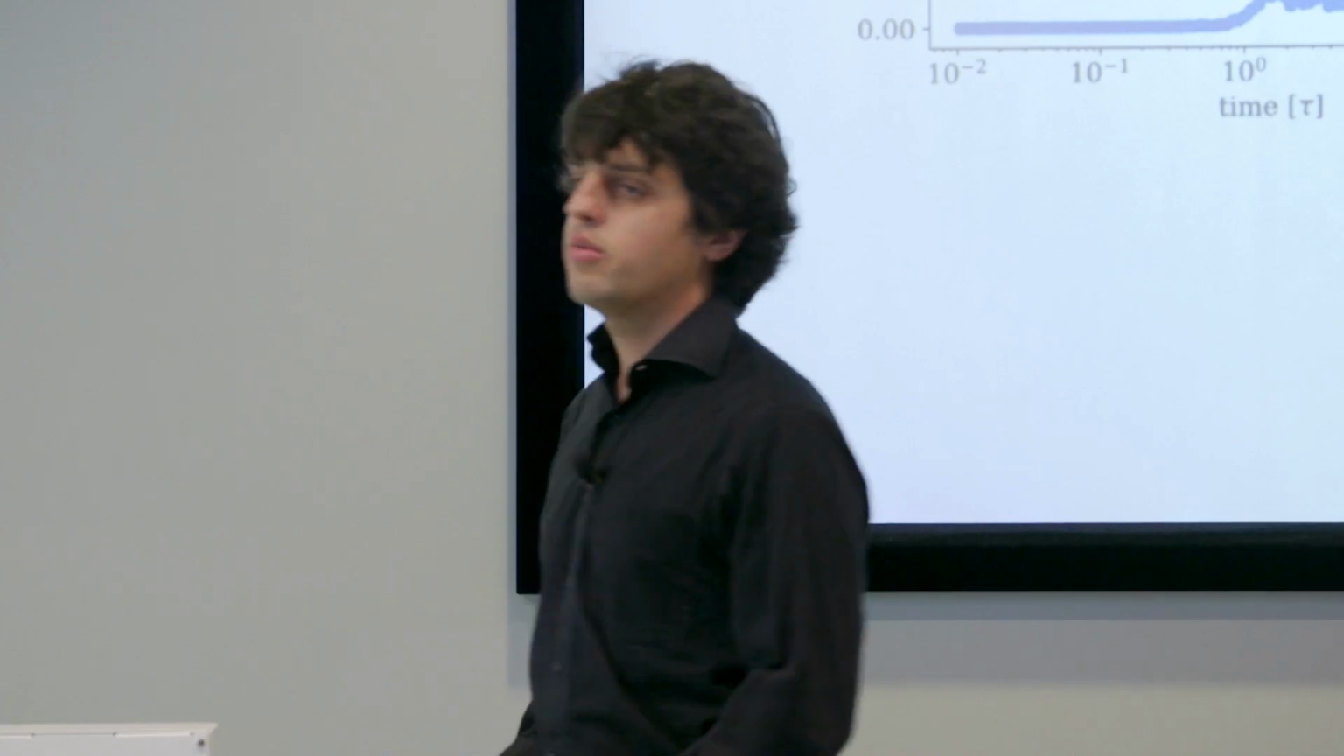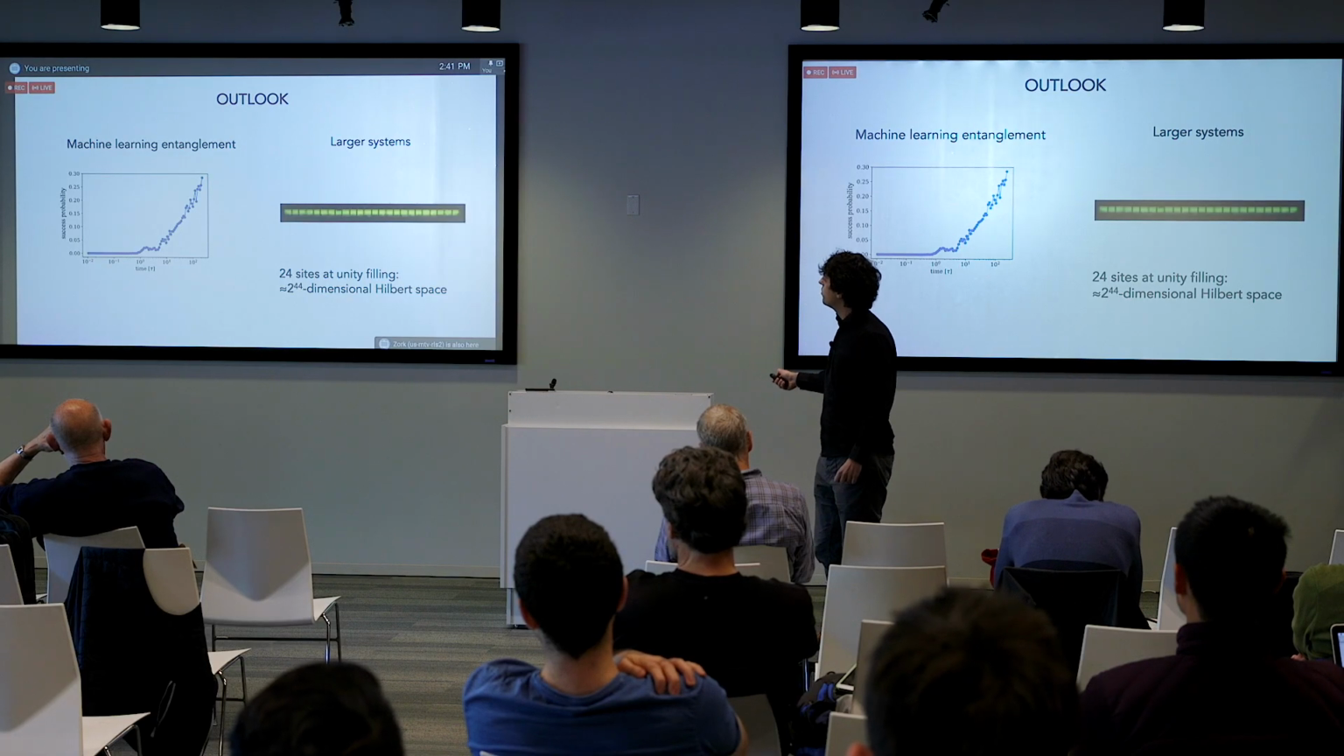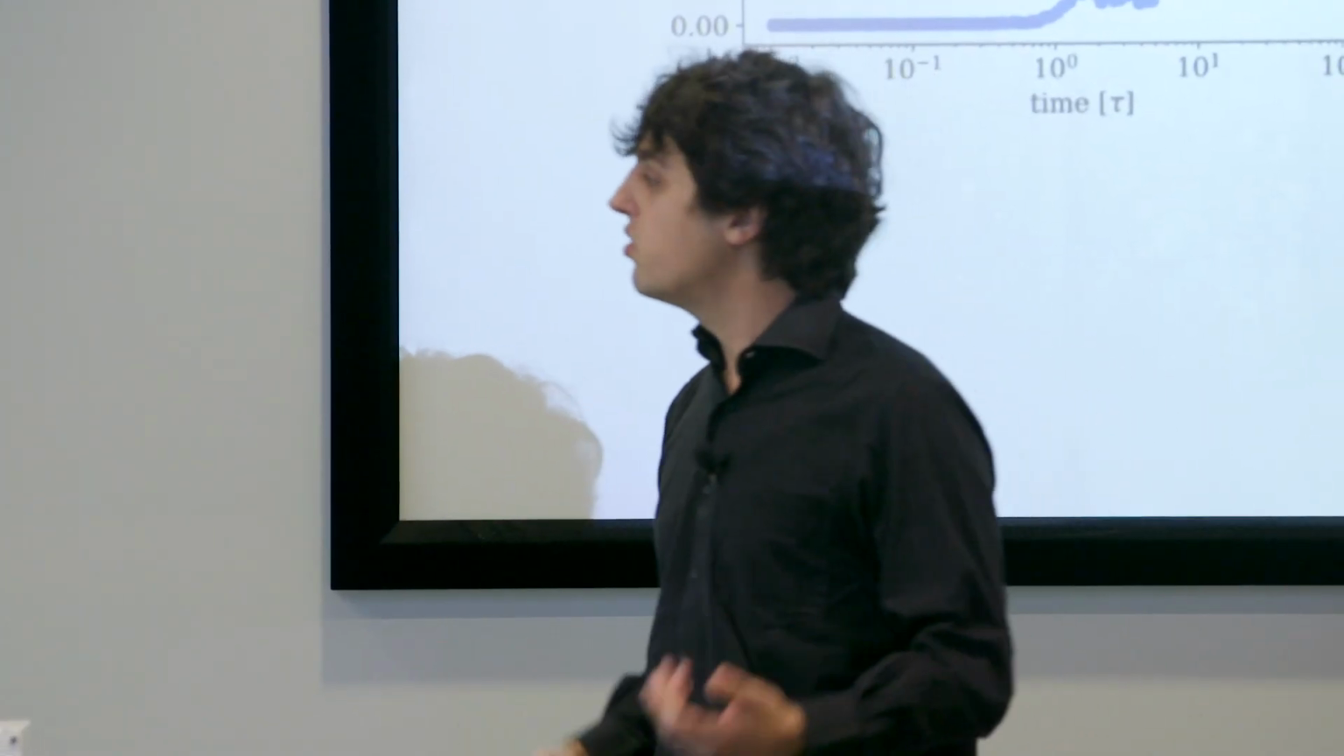And another thing that we are working on is to actually increase the system size. So here are some preliminary shots of 24 sites at unity filling, 24 bosons on 24 lattice sites. That's a very, very large Hilbert space, where the many-body localization calculations can't access anymore.